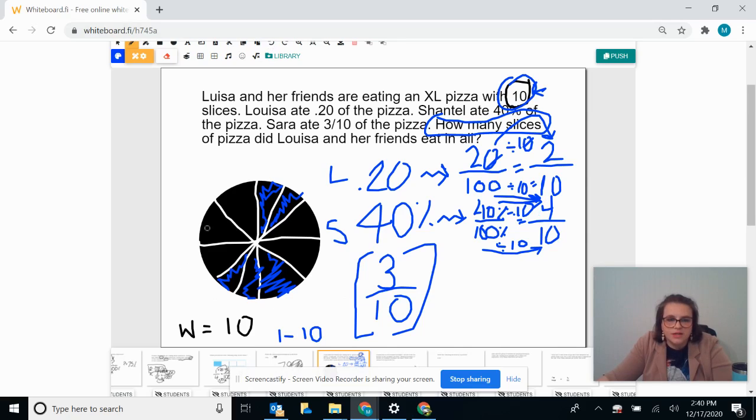All right, let's go ahead and color in Chantel's pieces. 1, 2, 3, 4. All right, so now we had 2 pieces.